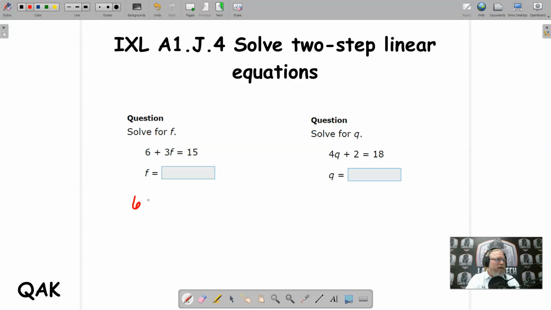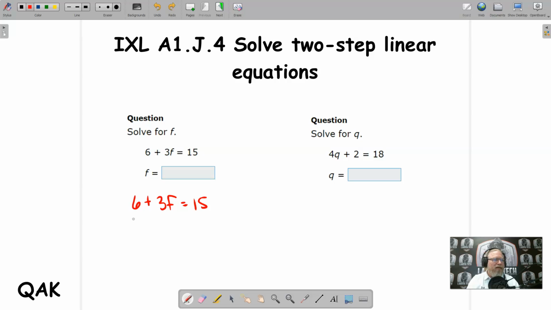I'm going to start off with 6 plus 3f equals 15. Now, if we took away this 6 over here, and we just saw 3f equals 15, that'd be a one-step equation, right? We need to divide both sides by 3. But before we can isolate the variable f that's being multiplied times 3, we have to first deal with the 6 that we have here. So let's work our way down to that.